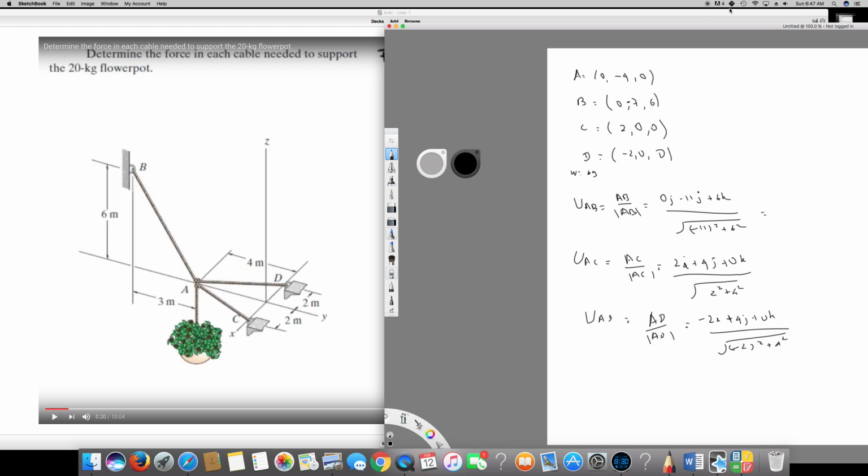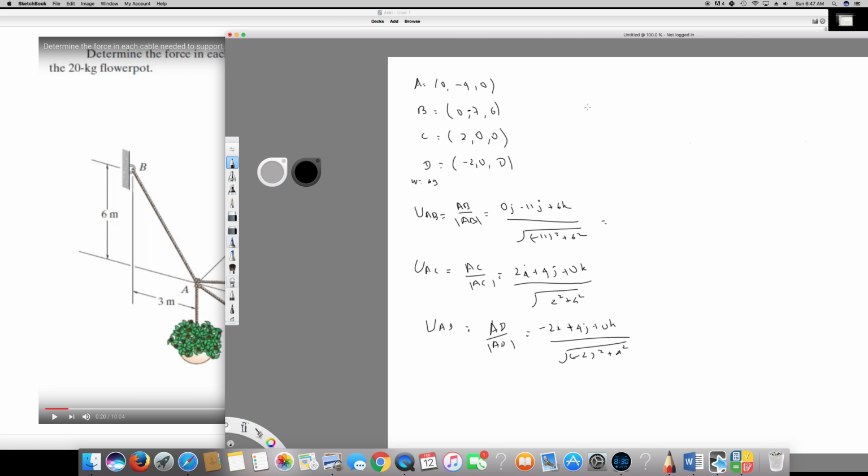So first, if I calculate UAB, it's going to give me 11 squared plus 6 squared. 11 squared is 11 times 10, 110, plus 11, 121. 121 plus 36 is 157. The square root of 157 is equal to 12.5. So UAB is 11J plus 6K over 12.5.